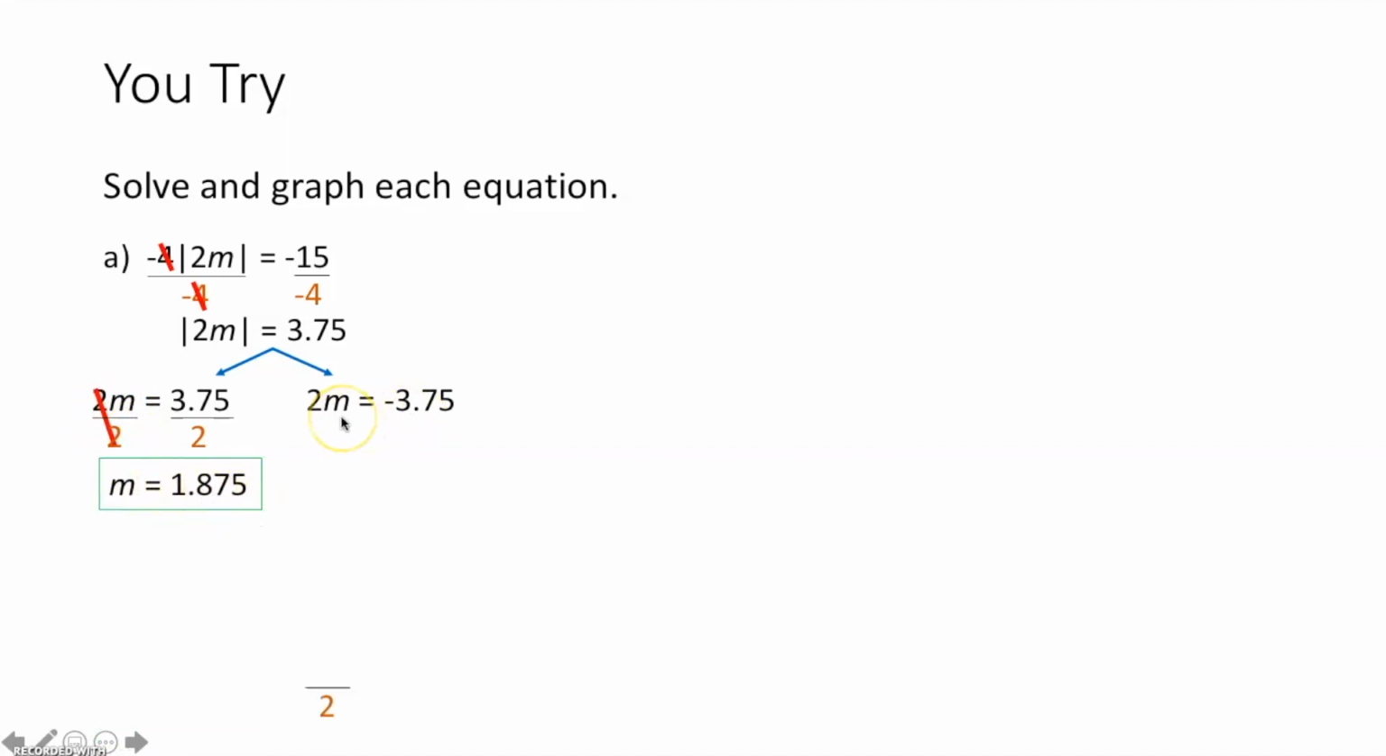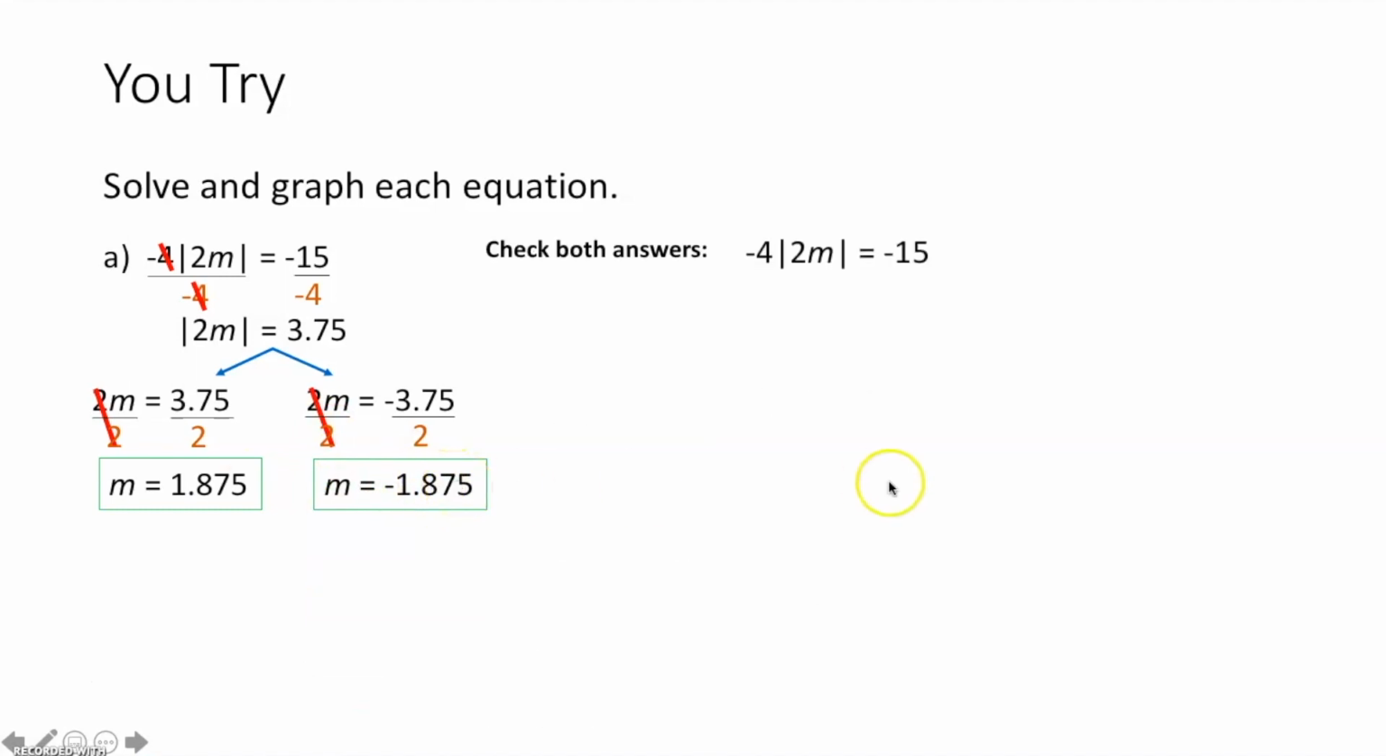On this side, same thing. Divide both sides by 2 to cancel out this 2, and I get m is equal to negative 1.875. Here are my two possible answers. Next, what I can do is check both of those possible answers. So I'm going to go to my original absolute value equation and plug in what I got for my answers.